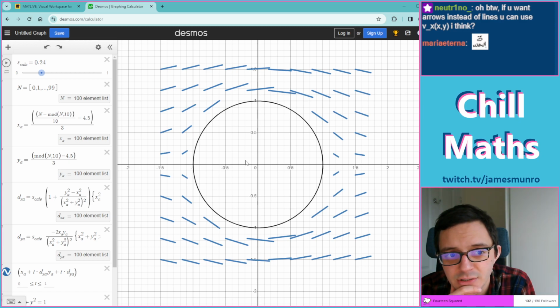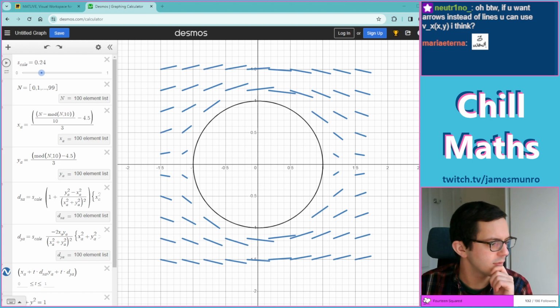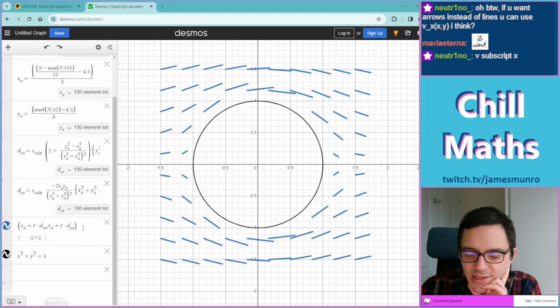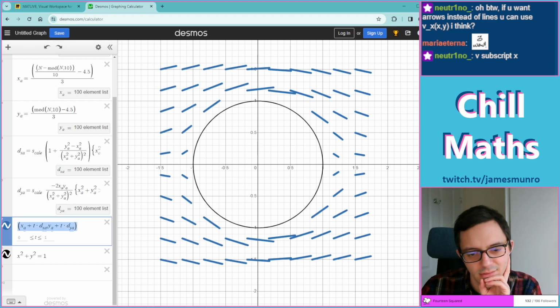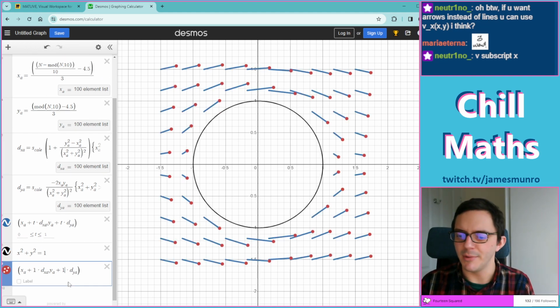If you want arrows instead of lines, you can use VX. Does Desmos do arrows as a built-in thing? Ooh. I can find other people who have done Desmos arrows, but they're all very, very custom. So the way I do arrows, I think, is something like I would start at this point, and then, oh my goodness, this is going to be awful.